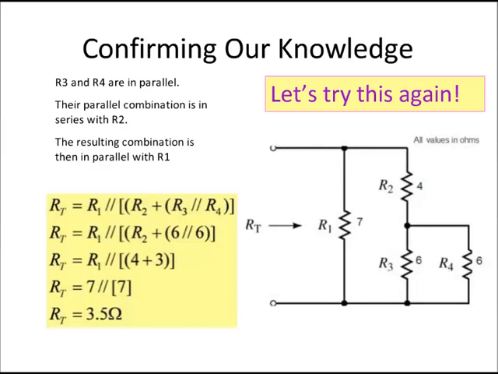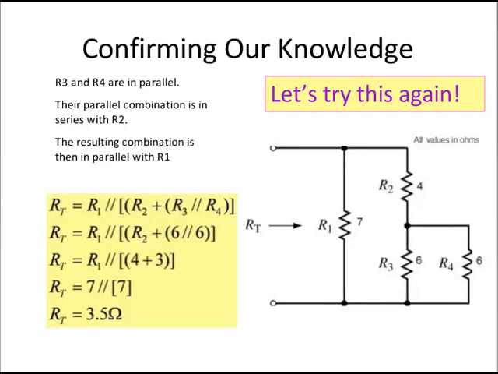So let's try this again, except this time we'll actually use some resistor values. All the resistors are going to be in ohms, and you can see that I have marked the resistor value right beside the resistor. So for example, the 7 beside R1 means that R1 is equal to 7 ohms. So I start with my equation that I developed before, where I have RT is equal to R1 in parallel with the combination of R2 plus R3 in parallel with R4.